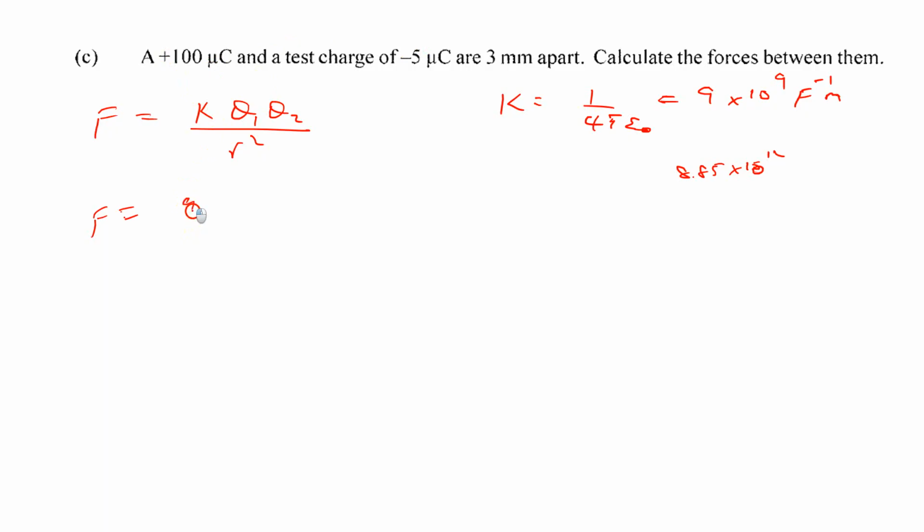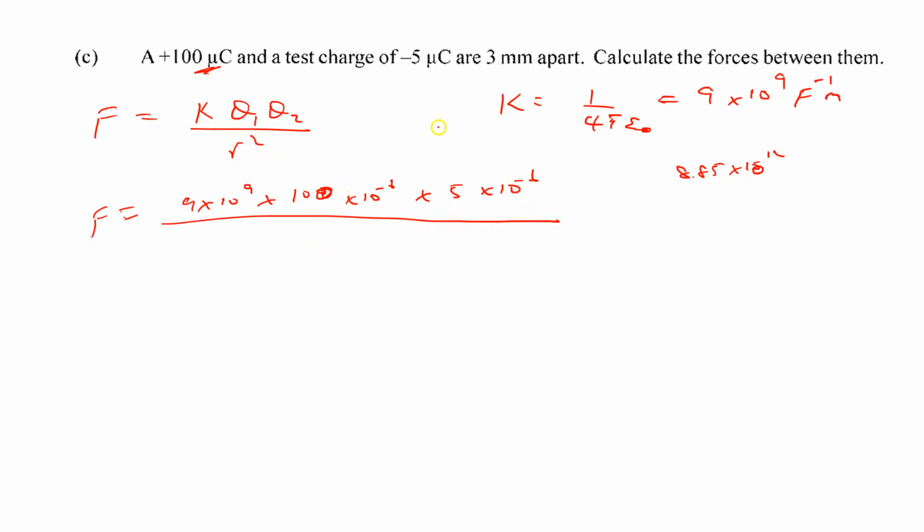So if we go ahead and put our 9 times 10 to the 9 times the first charge, which is 100. Now, ladies and gentlemen, when you see micro, you have to incorporate that in the calculation: 10 to the minus 6. Then we multiply it by 5 times 10 to the minus 6. Then we divide this by r squared.